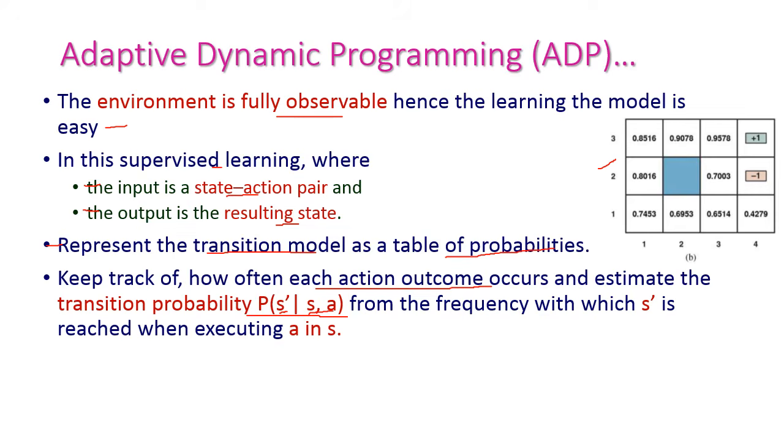Then we need to compute the probability by using the transition model, from the frequency with which s dash is reached when executing a in s. a means action, s means current state. If we execute an action in the current state, the frequency with which we receive the expected state gives the probability value. So this is called ADP.